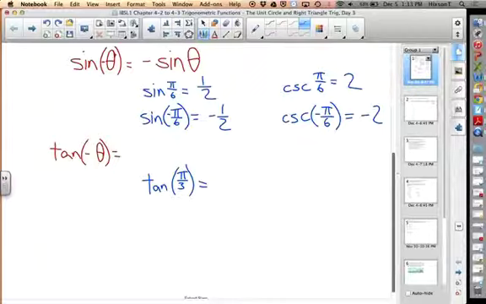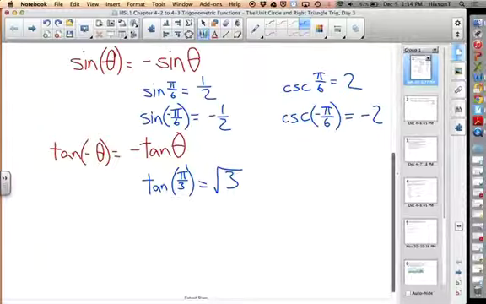All right, so tangent of negative theta equals negative tangent of theta. Okay? So what's the tangent of pi over 3? It's root 3 over 3. Well, it's sine over cosine, right? And sine is root 3 over 2, sorry. And cosine is a half, so it's just root 3.